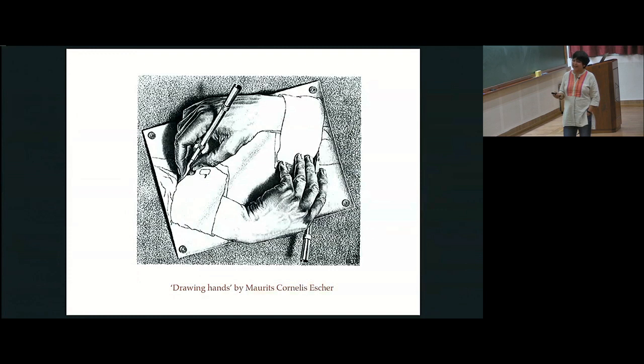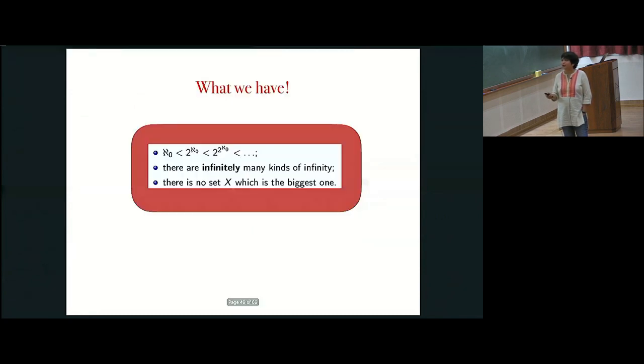Okay, which hand is drawing which hand? So Escher has a lot of other paintings as well. You can have a look if you have not already looked into it. But there is a nice analogy with the kind of mathematical proof that we have just given. Okay, good. So far so good.